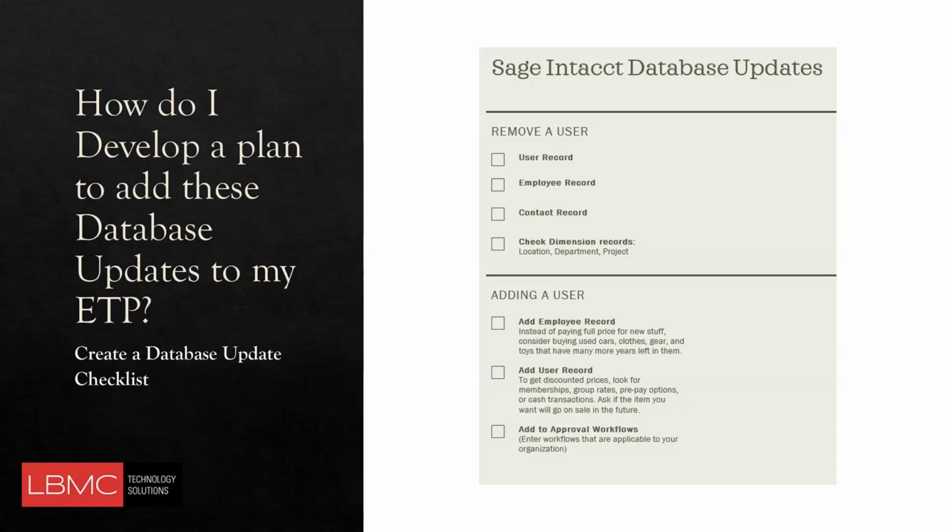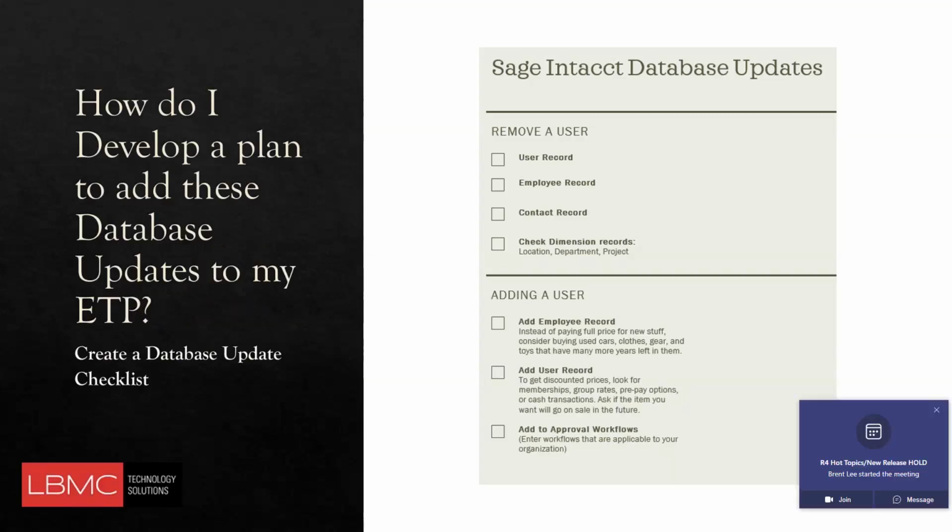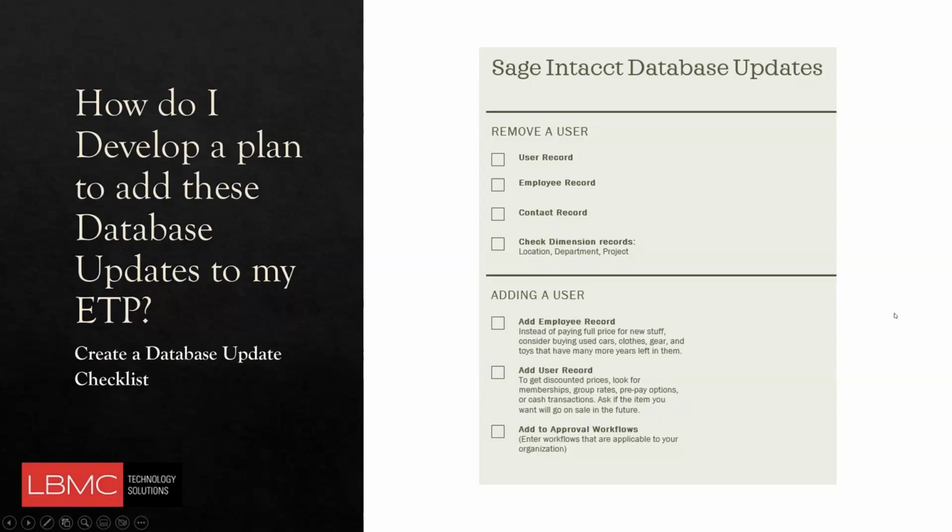A lot of the time people are doing this with just a checklist type of thing. So as we go through the presentation today, you'll see different areas that you might check and update in relation to somebody exiting the organization or somebody entering. And within there, you can add or make a checklist similar to this to be able to create that database update section within your ETP.